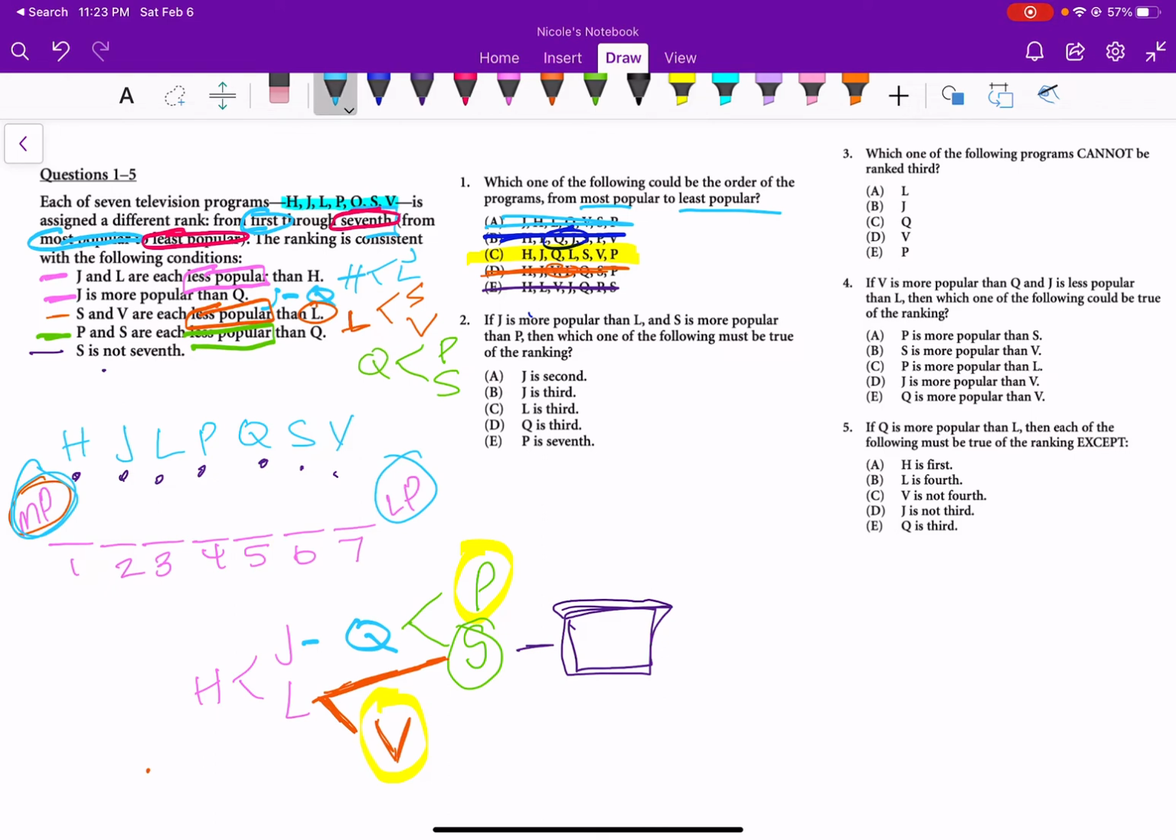All right, number 2. If J is more popular than L and S is more popular than P. So what we're saying here, we're adding in a new rule just for this question. So it's not always, it's just for this question. So we're saying if J is more popular than L and S is more popular than P, which of the following must be true?